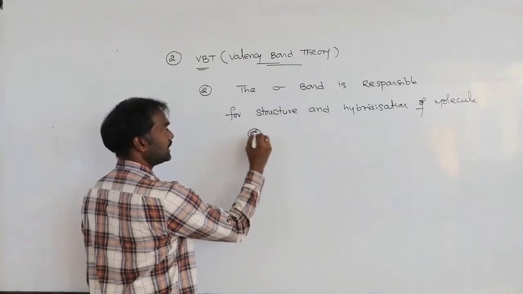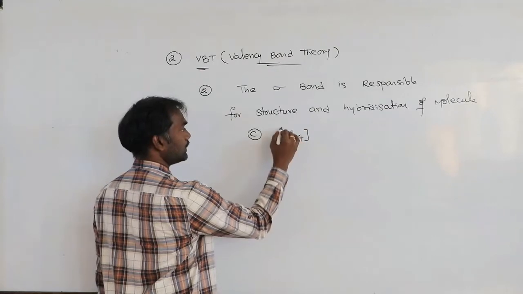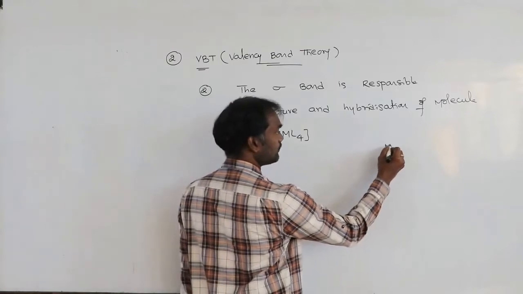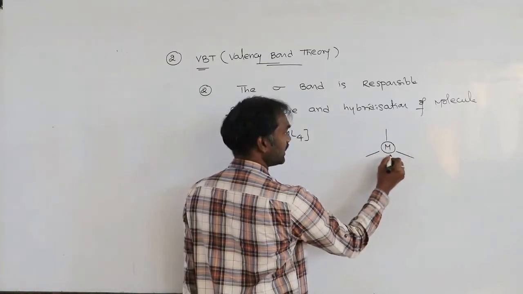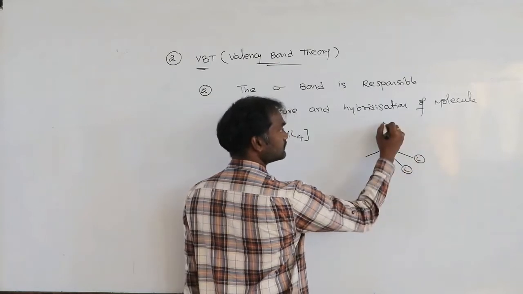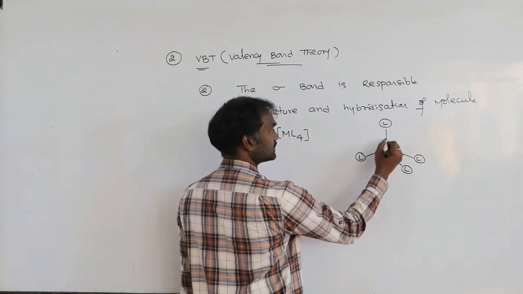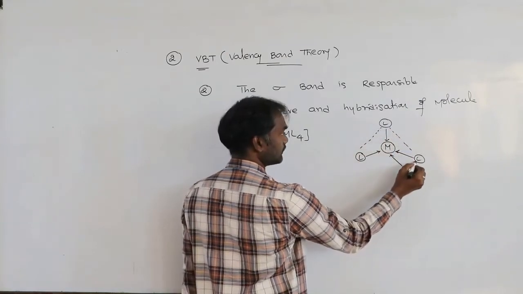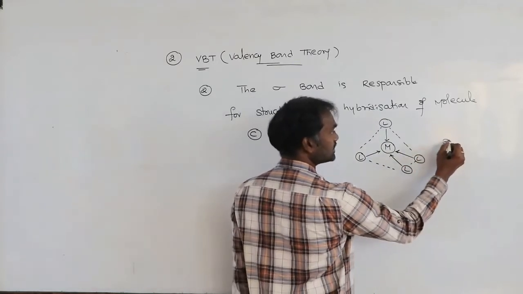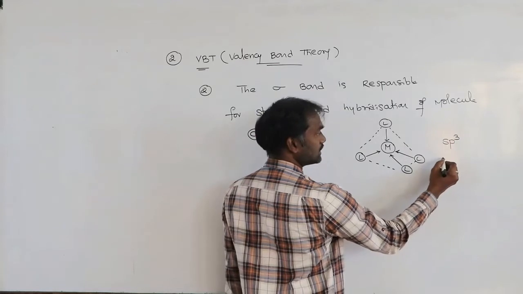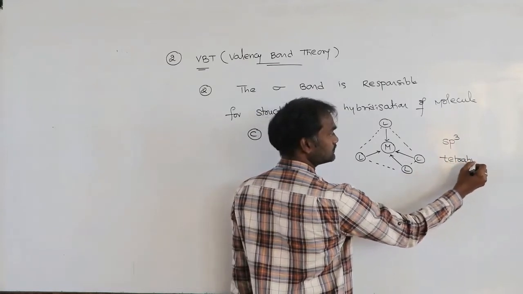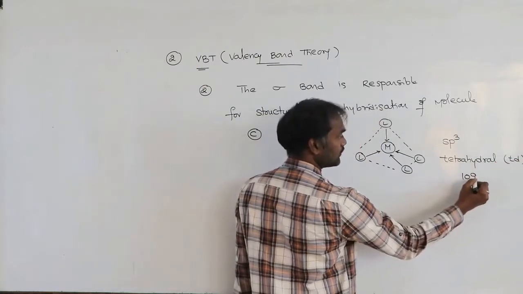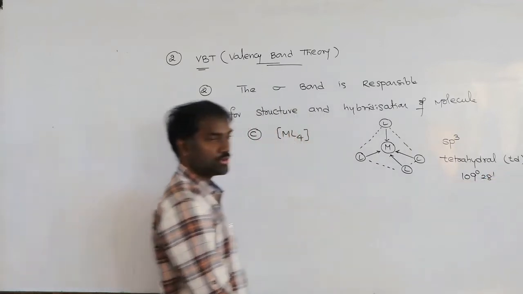Next, ML4. ML4 means the metal is surrounded with four ligands, and there are two possibilities. First, the four ligands are arranged in a tetrahedral structure. The hybridization is sp3, the structure is tetrahedral, which can also be written as TD, and the bond angle is nearly 109 degrees 28 minutes.